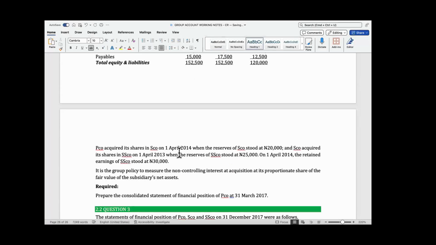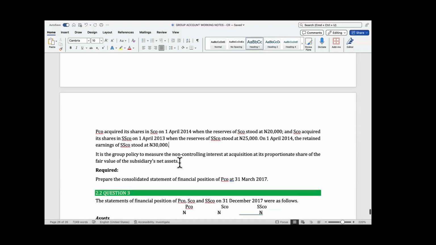And I am told that PICO acquired its shares in ESCO on 1st April 2014 when the reserves of ESCO stood at 20,000. And ESCO acquired its shares in SSCO on 1st April 2013 when the reserves of SSCO stood at 25,000. On 1st April 2014, the retained earnings of SSCO stood at 30,000. It is the group policy to measure non-controlling interest at acquisition at its proportionate share of the fair value of the subsidiary's net assets. We are required to prepare the consolidated statement of financial position.